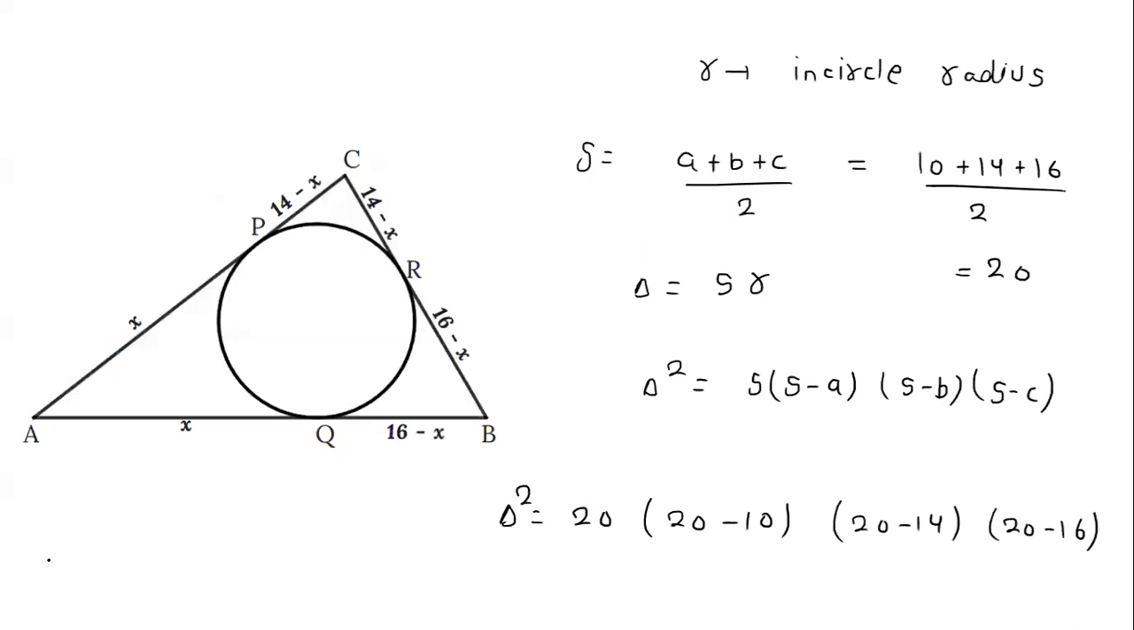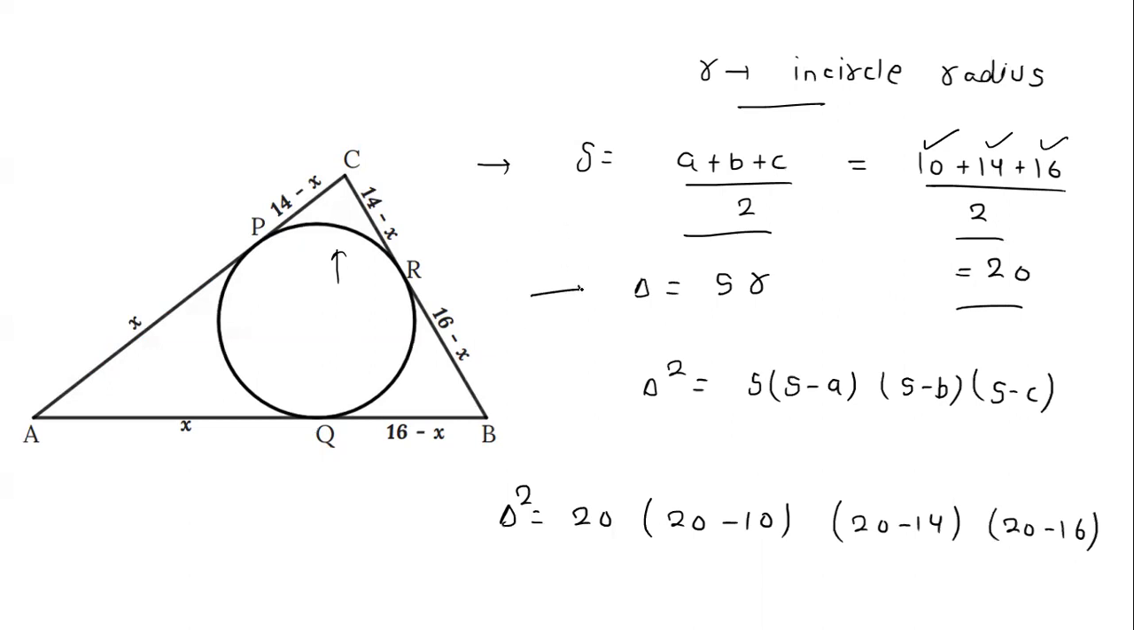So now we know the X value. Now let's assume r is the inradius, the radius of this circle. Then we can define the semi-perimeter of the triangle ABC as (a plus b plus c) by 2. One side is 10, one side is 14 and one side is 16, divided by 2. So the semi-perimeter value will come out to be 20.